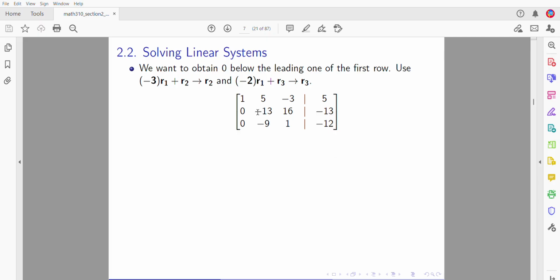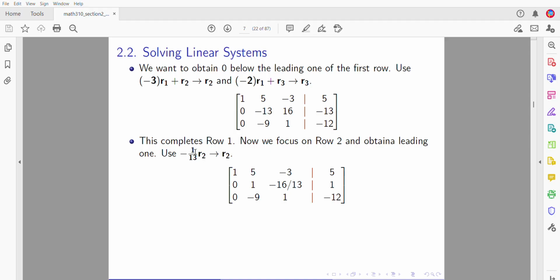You have zeros below the leading one. You want to get a leading one here. So row 2, you're multiplying by negative 1 over 13, calling it new row 2. So that's the symbol for this operation. So you're dividing row 2 by negative 13 and calling that the new row 2. So notice negative 13 divided by negative 13, 16 over negative 13, negative 13 divided by negative 13.